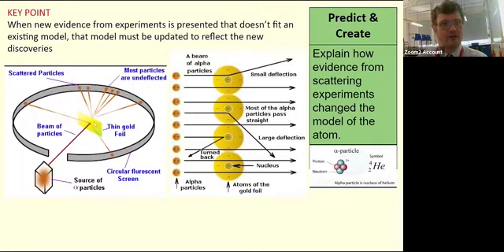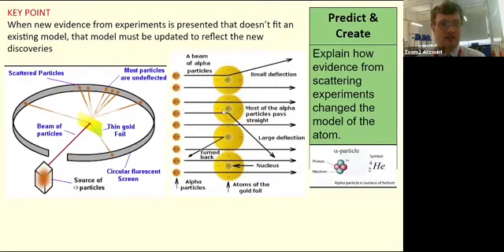What's going on there? And what they really didn't expect is that a very small number of them, about 1 in 10,000, got bounced backwards. Well, how do you get a positive thing to go backwards? There must have been a small positively charged thing right in the middle of this atom.